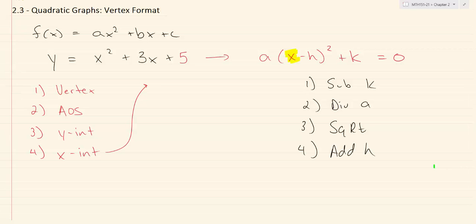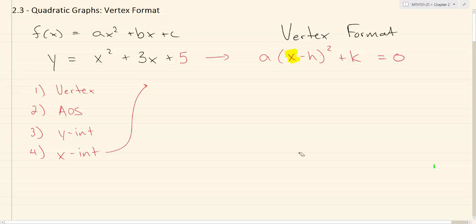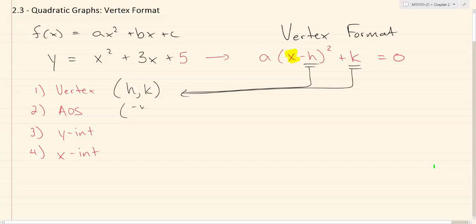And we said that this format was called vertex format. And the reason this is called vertex format is because you actually get the vertex when you convert it into this. And the vertex is going to be, and we'll go back over here, h comma k. h from here and k from here. We talked about that being the opposite of b over 2a. And then the y-intercept is when x equals 0, and the x-intercept is when y equals 0.